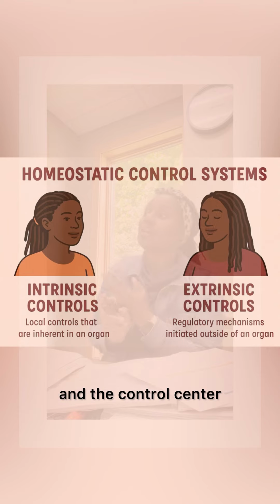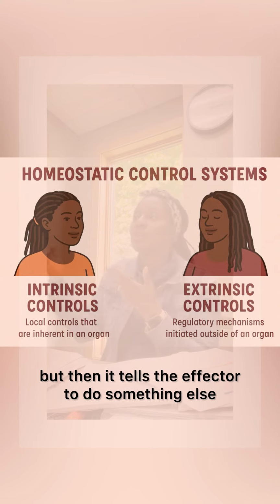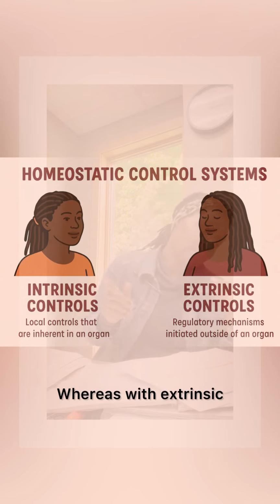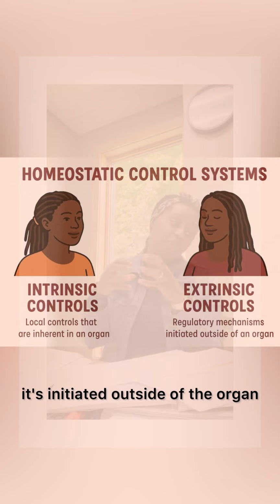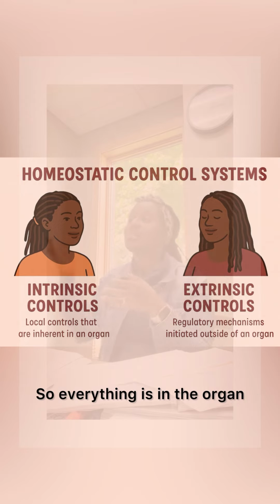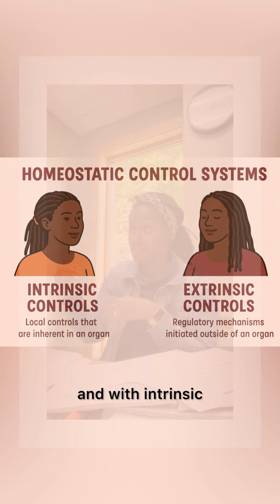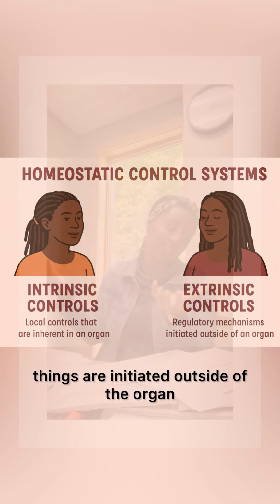This is the receptor and the control center. But then it tells the effector to do something else. Whereas with extrinsic, it's initiated outside of the organ. So everything is in the organ with intrinsic, but with extrinsic, things are initiated outside of the organ.